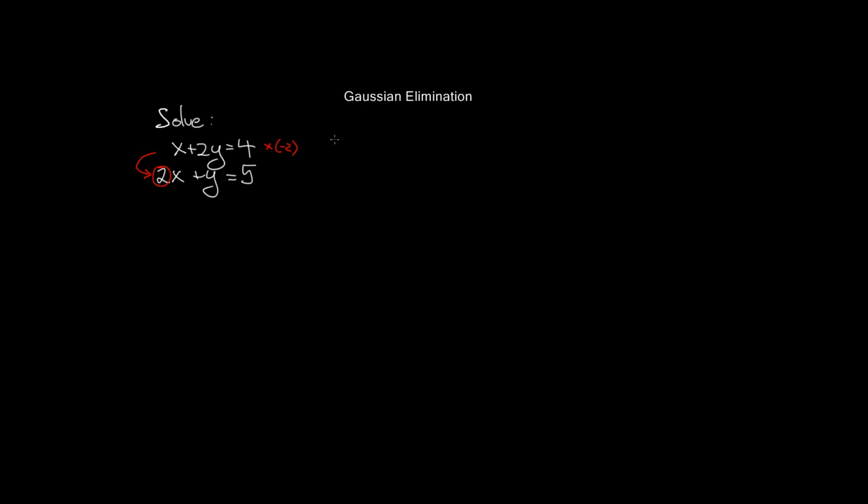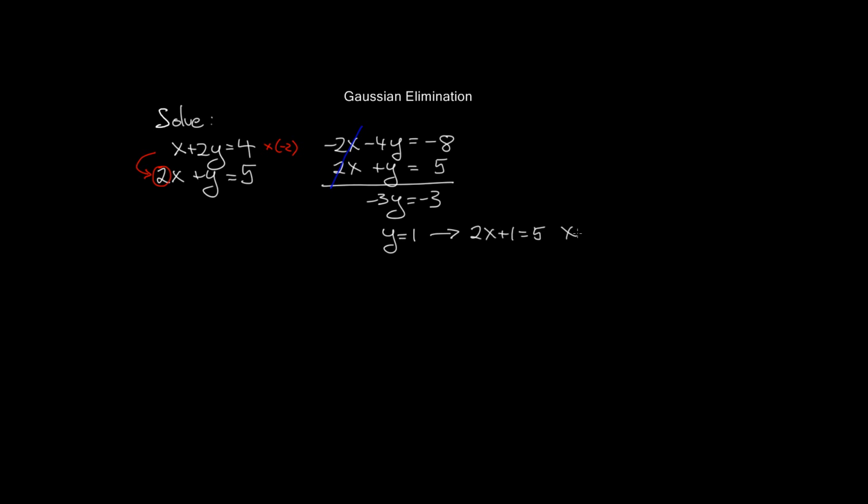So when you do that, the first equation becomes minus 2x minus 4y is equal to minus 8. And the second equation stays the same. And then when you add the two equations, the x's cancel and the y's turn into minus 3y is equal to minus 3, which clearly says y is equal to 1. And then you go back and you plug y into the second equation, say, to get 2x plus 1 is equal to 5, which says that x is equal to 2. Okay, I assume everybody's familiar with this technique.